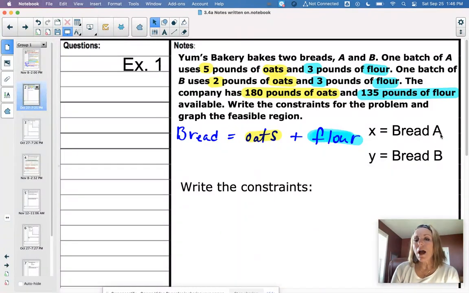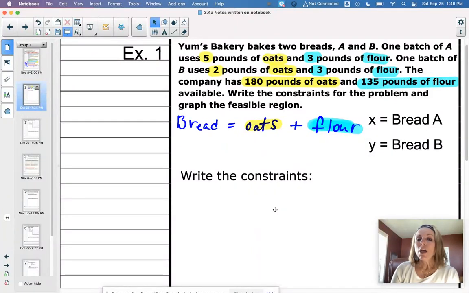So over here, I said X is bread A and Y refers to bread B. I also wrote that bread is equal to oats plus flour because that's important when we're coming up with the constraints. So right now, I know ahead of time I'm going to have 4 constraints. Will you know that? No, we'll have to practice and figure that out. But I'm going to give you an always right now on these word problems.